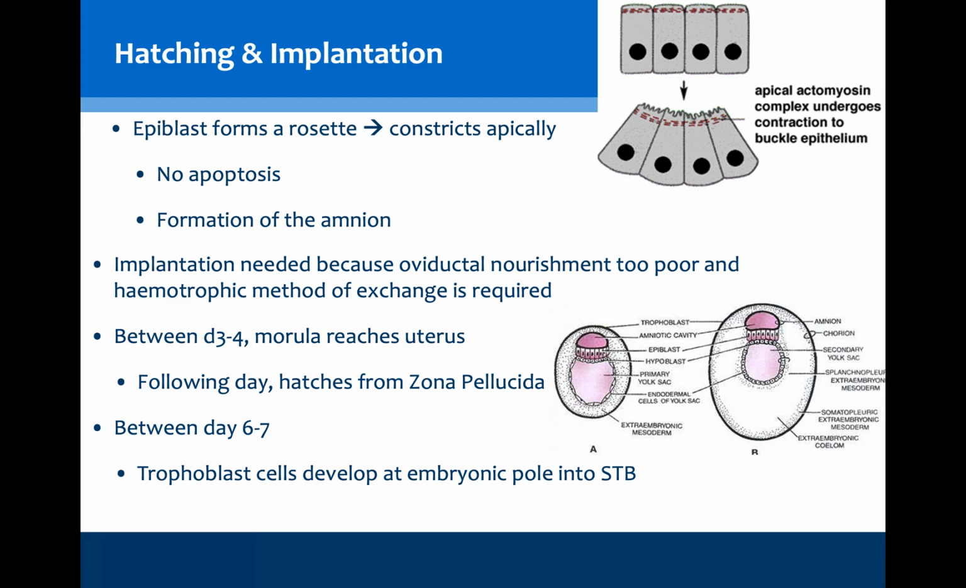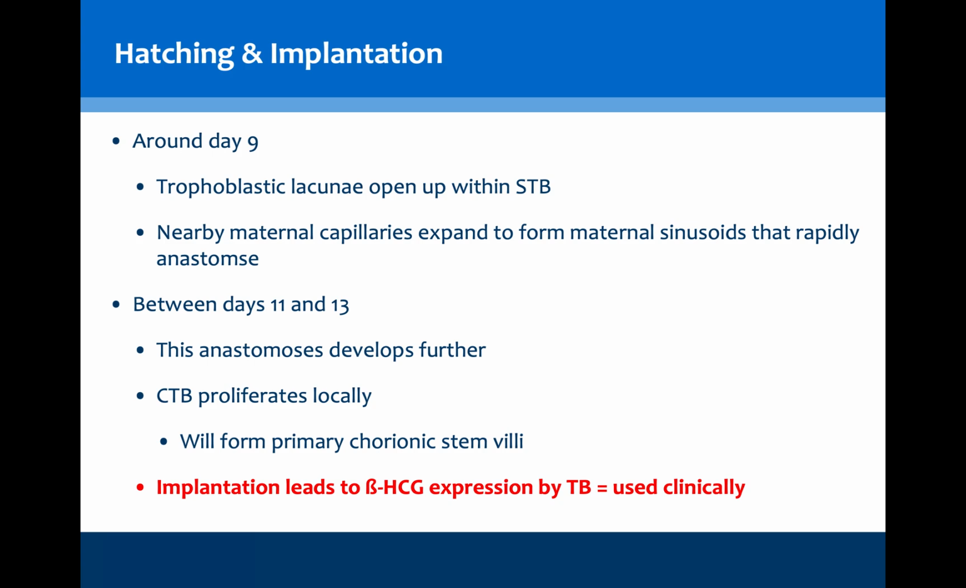So take a step back and think about the timeline. So around day 3 to 4, this morula reaches the uterus. We have an equivalent stage of hatching, I suppose, as it breaks through the zona pellucida in order to be able to bind to the endometrium and start the process of implantation. And then between day 6 and 7, the trophoblast cells at the embryonic pole are going to form the syncytiotrophoblast that we mentioned earlier. And so now that it's broken through the glycoprotein layer, it's got this syncytiotrophoblast that's ready to implant. It binds to the endometrium of the uterus, and the syncytiotrophoblast invades the cells.